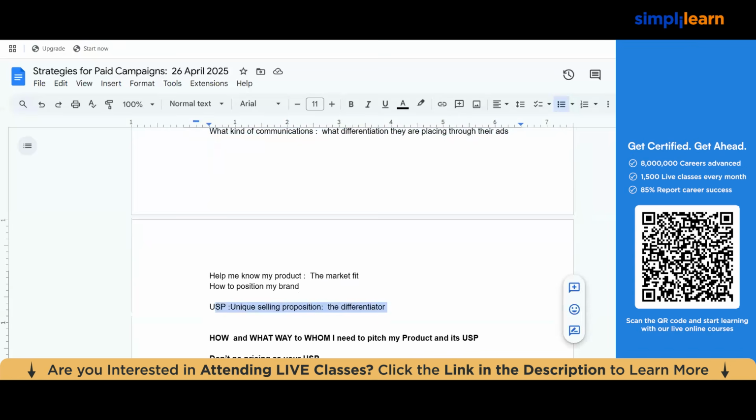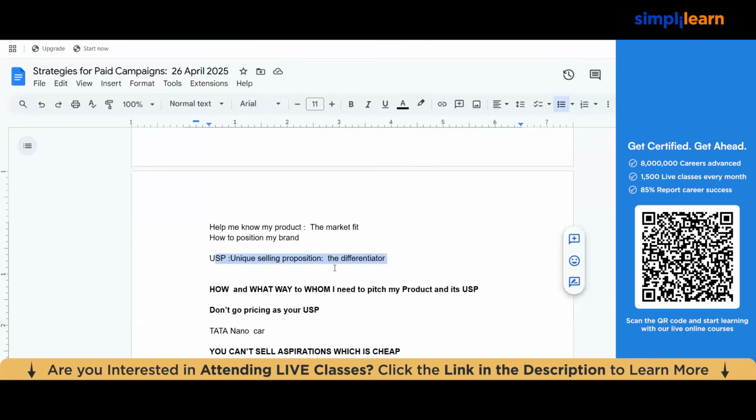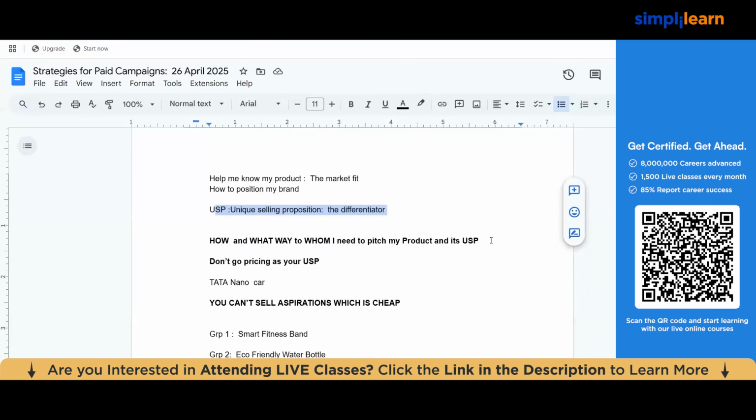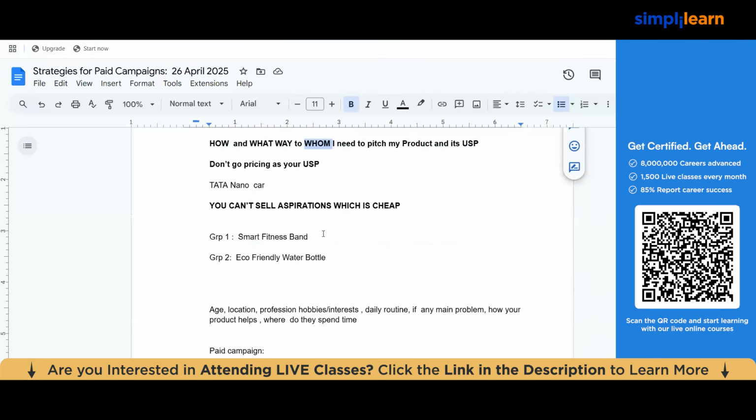When we have all these things, then is the right place when we can pitch our product or create a good campaign, deciding how to do that, in what way we should do that, and whom we need to sell the product to, right?